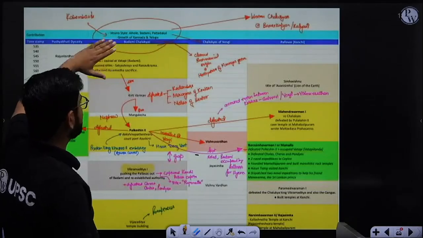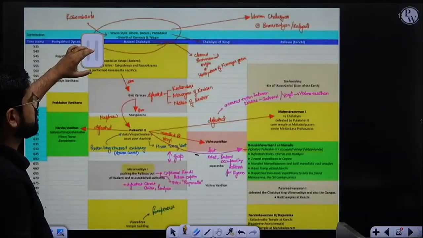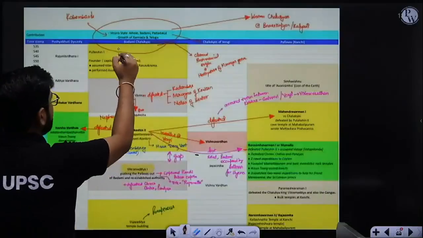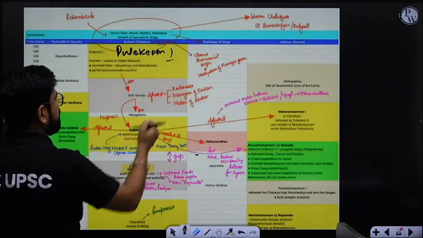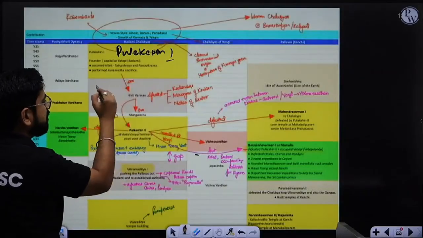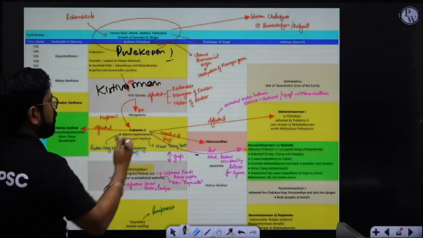Okay. So now, we started from Pulakeshin I, who is the founder. He's the one who took the title Satyashraya and all. Also, he performed the Ashwamedha, and the capital was established at Badami. So Pulakeshin I: founder, capital at Badami, and Ashwamedha sacrifice. Then we were talking about Kirtivarman, who defeated small kingdoms and also expanded. This is all happening before 600.